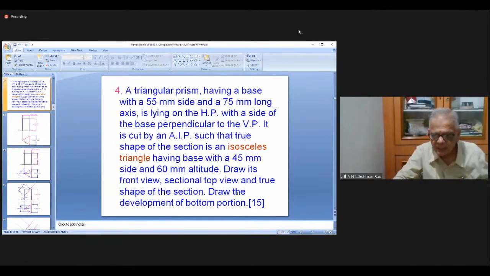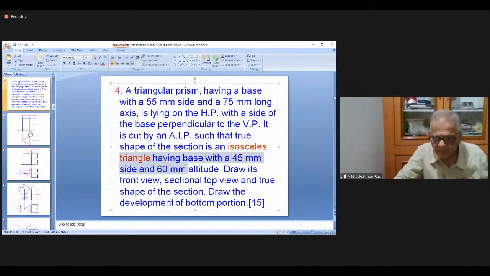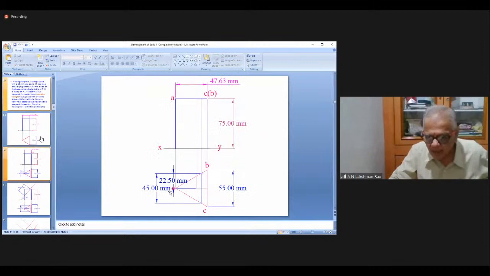Dear students, he says the isosceles triangle is having a base of 45 and height of 60. I want an isosceles triangle with base 45. Half of 45 is 22.5. So what I am doing, from A, draw a horizontal line. From here, you draw one more vertical line to this. On this side, you mark 22.5. This side, you mark 22.5. How much is the total now? 22.5, 22.5, this becomes 45.